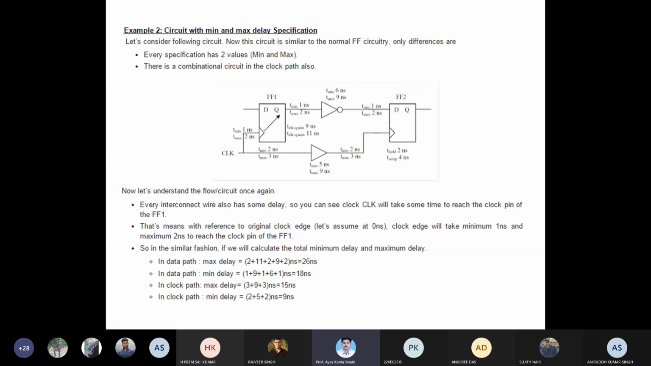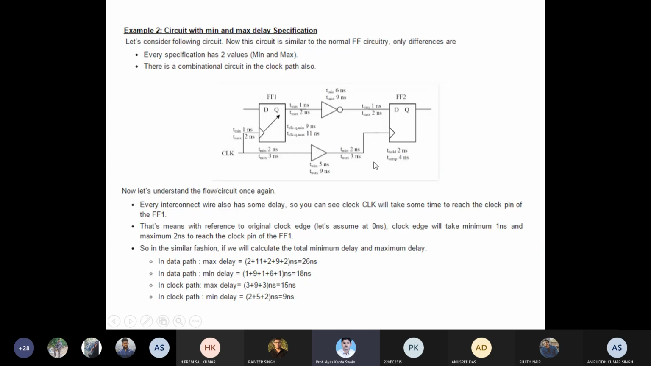So what he is doing is first finding out the maximum delay and minimum delay in the corresponding data path and clock path. Then they will see how to find the T minimum in this entire circuit. The data path maximum delay is 26 nanosecond, and the data path minimum delay is 18 nanosecond. Similarly, in the clock path, the maximum delay is first 3 nanosecond, then the buffer is 9 nanosecond, then 3 nanosecond.